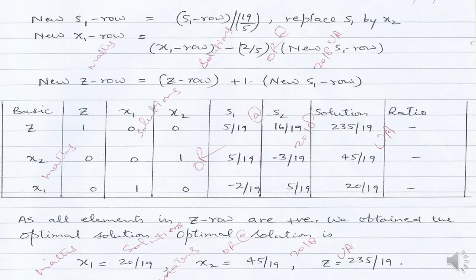It means we have reached our optimal solution, and the optimal solution gives us values x1 is 20/19, x2 is 45/19, and z value is 235/19. So we got our solution, and the objective function value is maximum, which is 235/19.